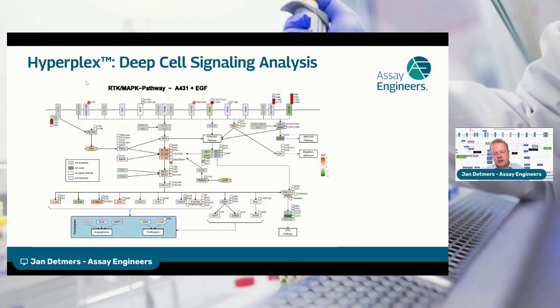So this is a typical experiment with a cell line called A431. It's a cancer cell line which is particularly well suited for cancer signaling. And when we treat these cells with EGF, then the EGF receptor picks up the signal, and the signal is then communicated through the MAPK-ERK signaling pathway plus the PI3K AKT pathway, which then follows to the mTOR pathway.